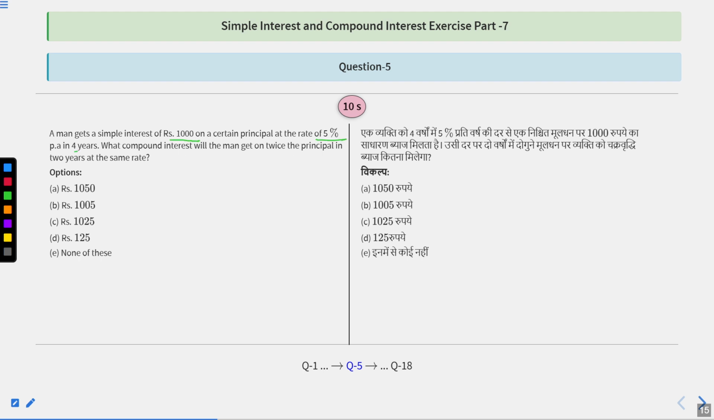A man gets a simple interest of rupees 1,000 on a certain principal at the rate of 5% per annum in 4 years. What compound interest will the man get on twice the principal in 2 years at the same rate? You have 5 options and 10 seconds to analyze the question. Your time starts now.